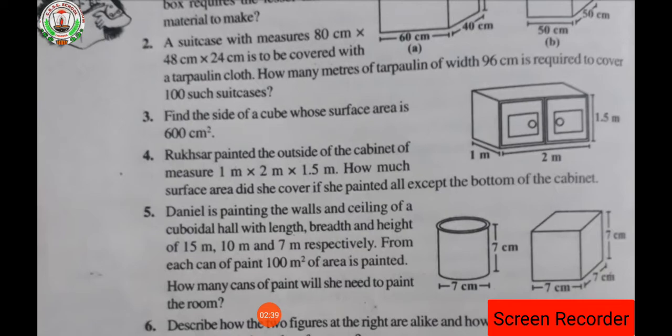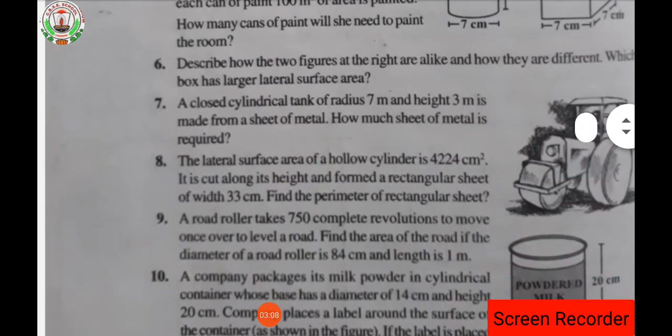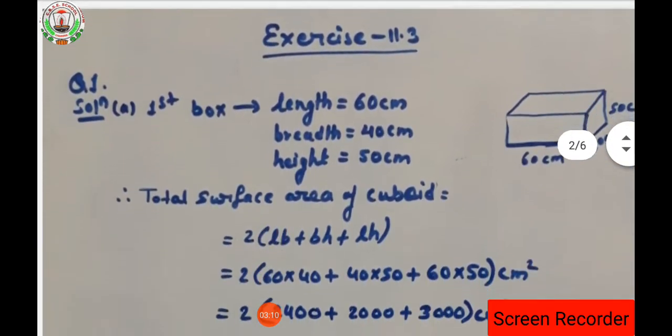Then next, question number 5. Here also the length, breadth and height of a cubical hall are given. What is asked? If one can, that means one bottle of paint, is going to cover 100 meter square area of a wall, then how many such cans are required to paint a hall of length, breadth and height 15 meter, 10 meter and 7 meter respectively? Clear, everyone? So up to question 5 we are going to do in this video.